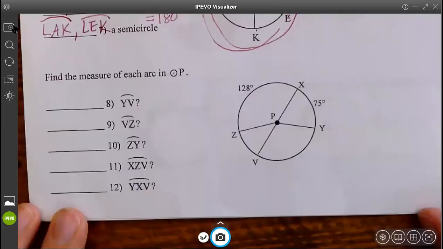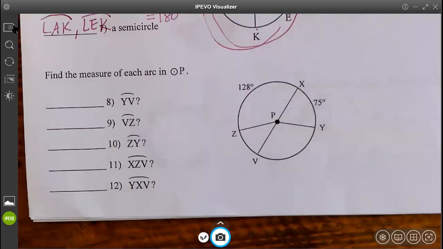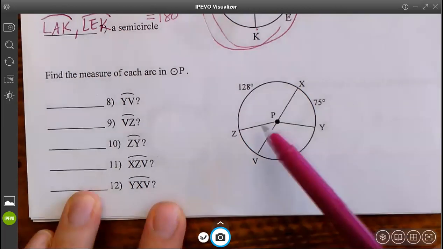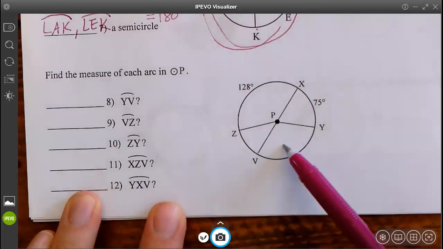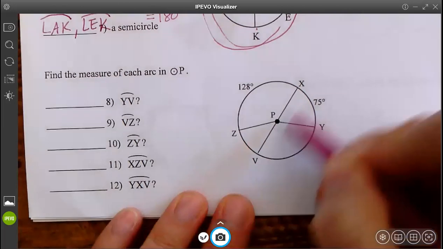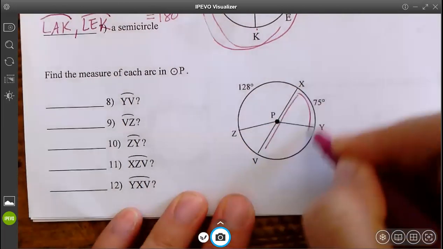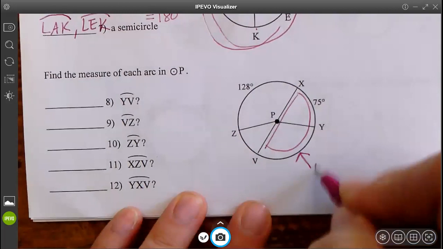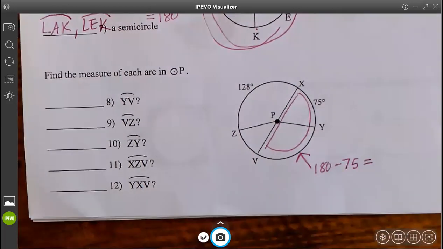Okay, so here's this one. That one's basically just adding, to find the V or the Y. Sometimes it's nicer to just find the missing ones first because at some point we're going to use them. If this is 180 here, then this one must be 180 minus 75. I got 105 for that.